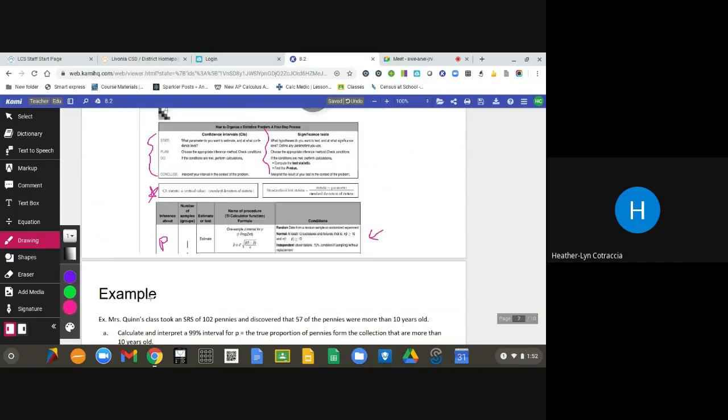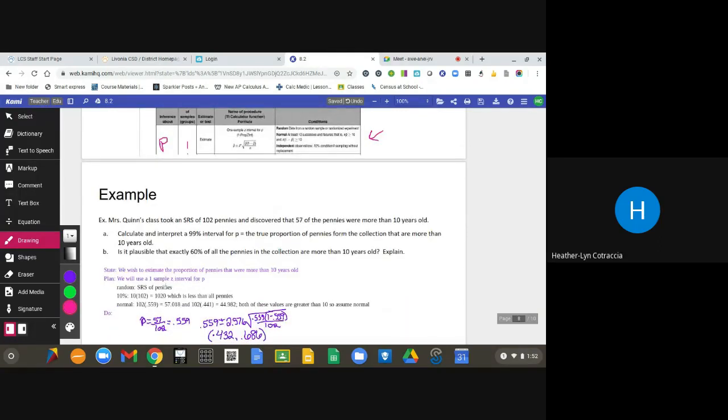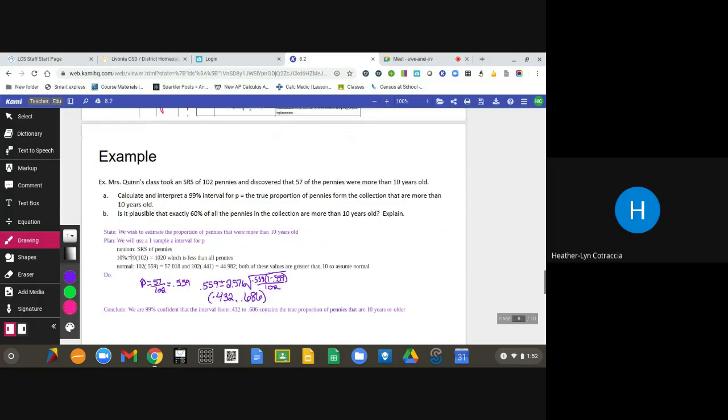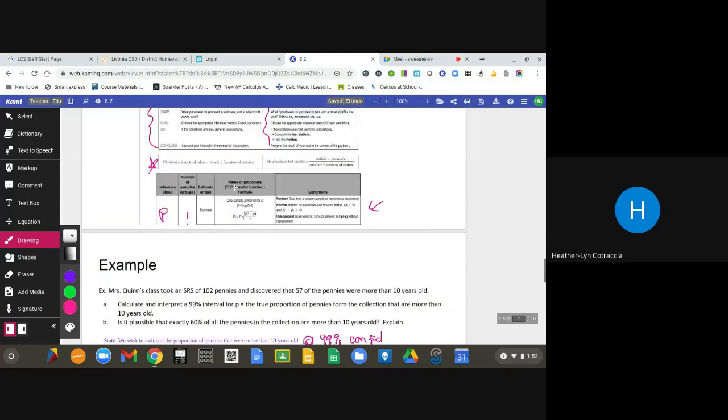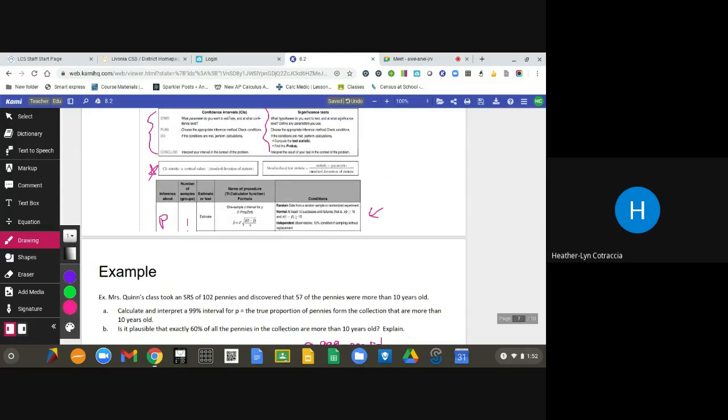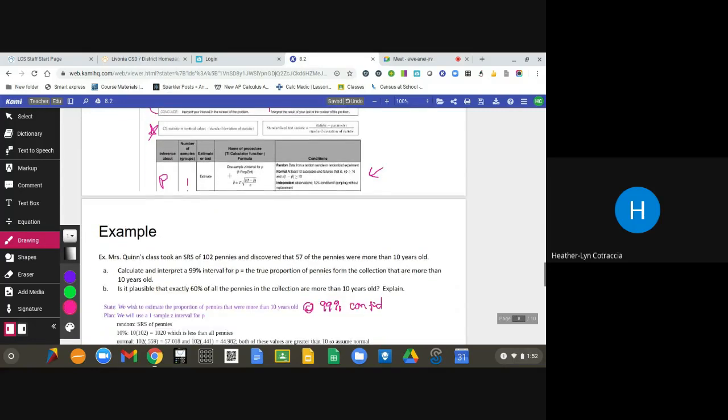Okay, so here's the example that we're going to go through. It says Miss Quinn's class took a simple random sample of 102 pennies and discovered that 57 of them were more than 10 years old. Okay, so we want to calculate that confidence interval. So we're going to do the state. We wish to estimate the proportion of pennies that are more than 10 years old. I forgot to include in there at a 99% confidence. So if you went back up to the top here, it would tell you in the state you need what parameter you need to estimate and at what confidence level.